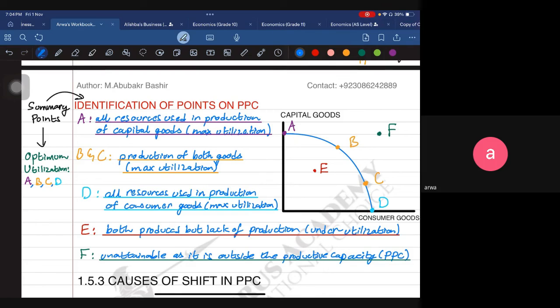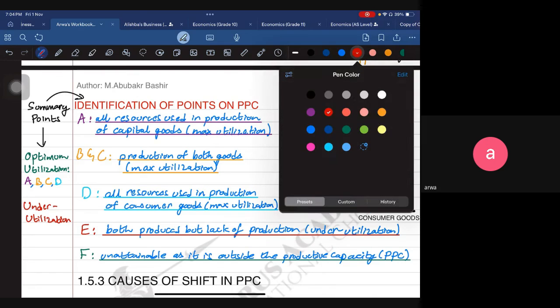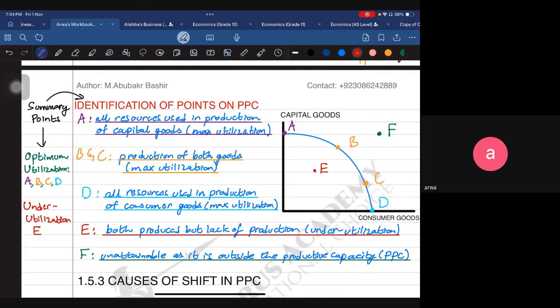Yes, sir. And when we say the underutilization, points E and F. No, only E. Underutilization is E. Yes, you're right. It's underutilization, the E point. Yes, sir. That's only the E point. And then when we talk about unattainable, that point we will only consider as unattainable.